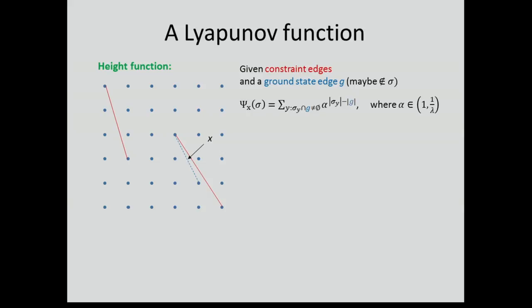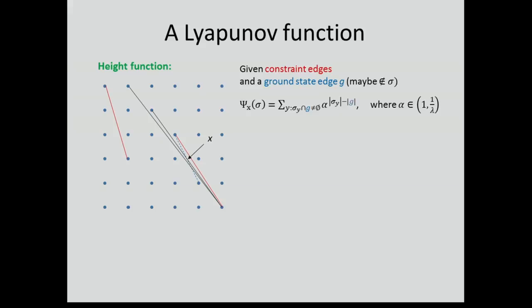And then you take all edges of your triangulation sigma that intersect across that edge. So I'm just looking at my triangulation now, at the edges of the triangulation that cross the blue edge. And now the value of the function at the point x will be the sum over those edges that cross the blue edge of alpha, another parameter I'm introducing, to the power of the size of the edge that crosses the blue edge minus the size of the blue edge. The size of the blue edge is not important, it's just normalization. What is important is that you are summing exponential factors based on the length of each edge that crosses the blue edge. And this alpha is going to be a value that's bigger than 1, but such that alpha times lambda is smaller than 1. So it's bigger than 1, but not much. But you can always find such an alpha if lambda is strictly smaller than 1.